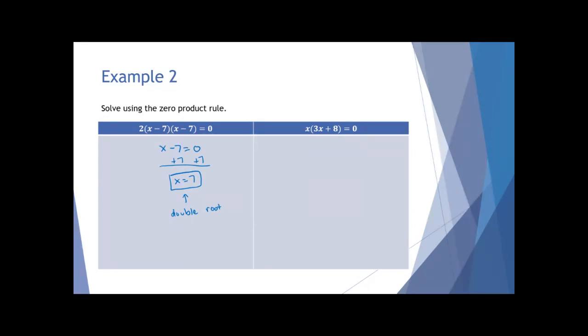The next one, we have x times 3x plus 8 equals 0. So I have x equals 0, which is really easy because I've already solved that one. And then 3x plus 8 equals 0. So I need to subtract 8 from both sides. And this gives me 3x equals negative 8. And then I divide both sides by 3. I get x equals negative 8 thirds. And there's my solution. So those are two more interesting examples that are not always straightforward like the first two. So I wanted to pick some that were a little more interesting.